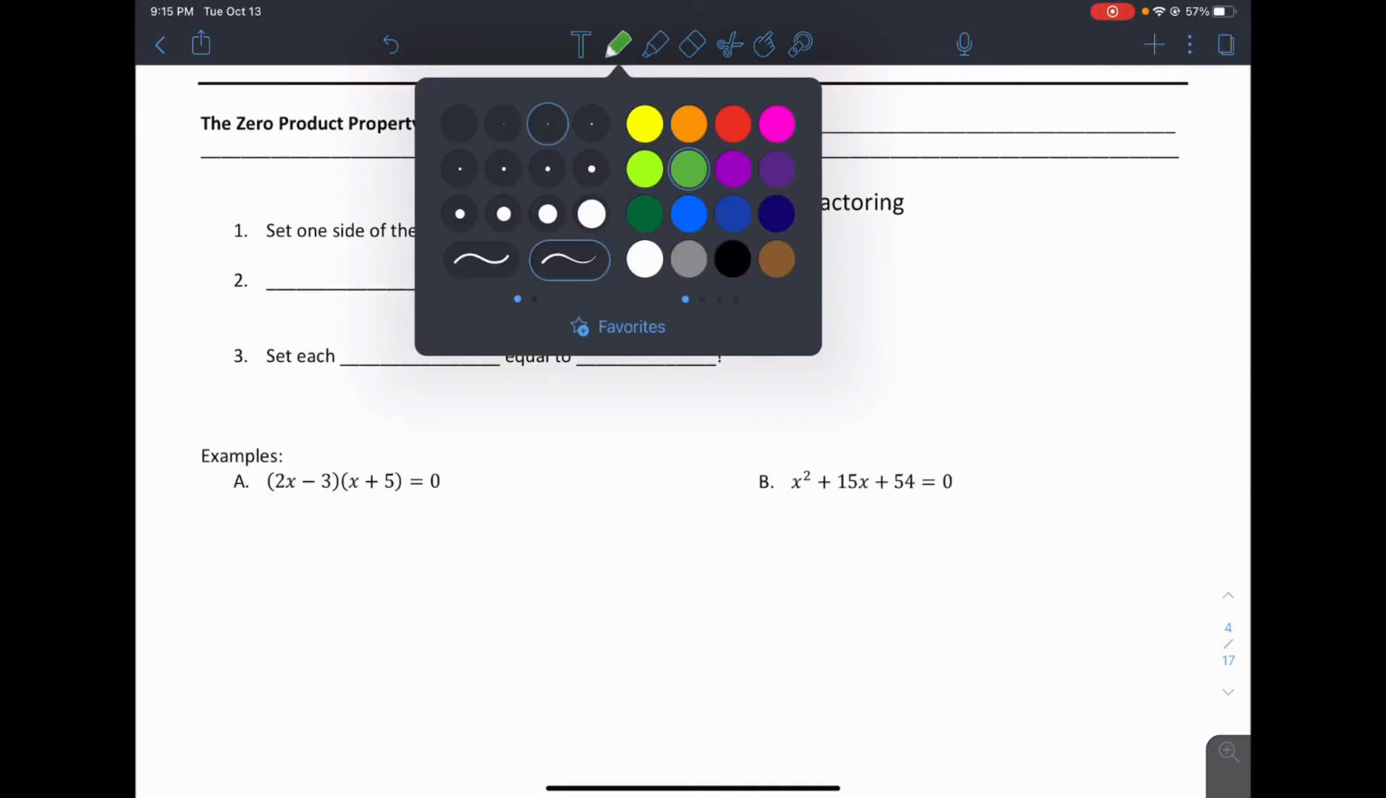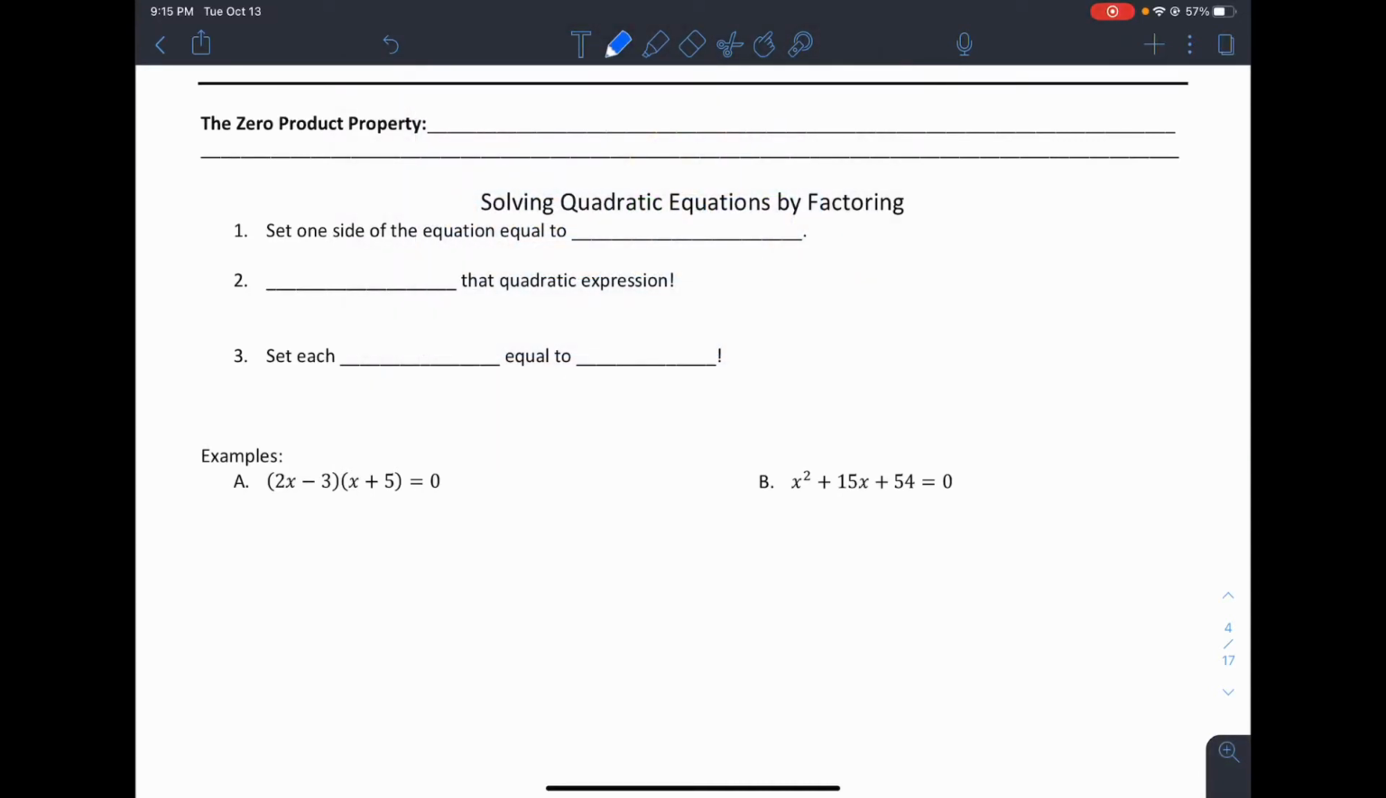All right, folks. This video, we're going to talk about how to solve an equation by factoring. Okay, so the first thing we need to know about is the zero product property.